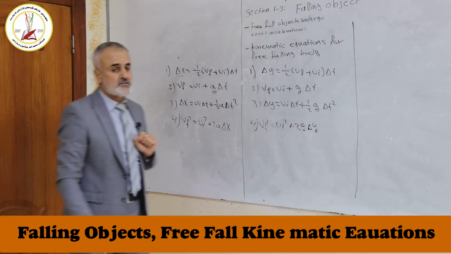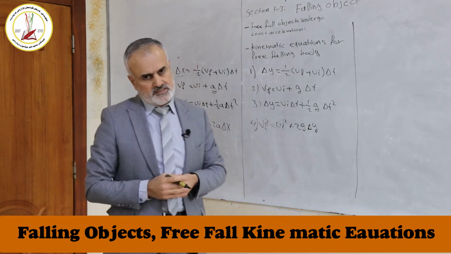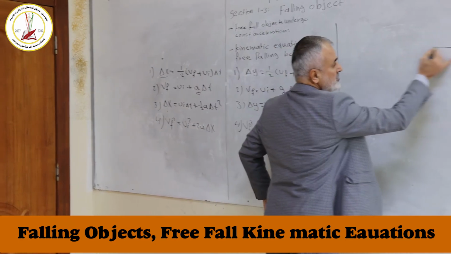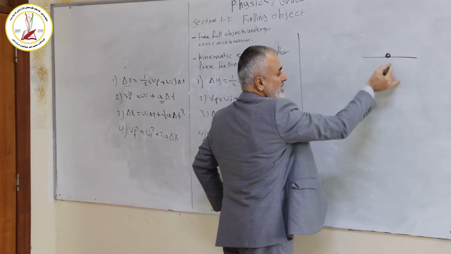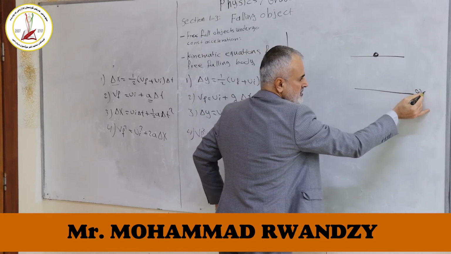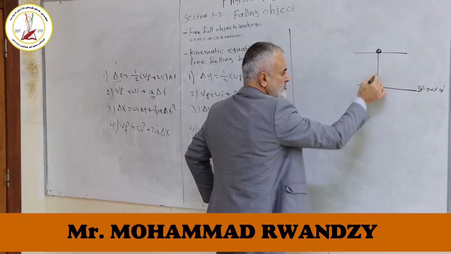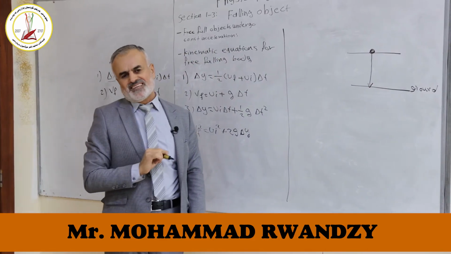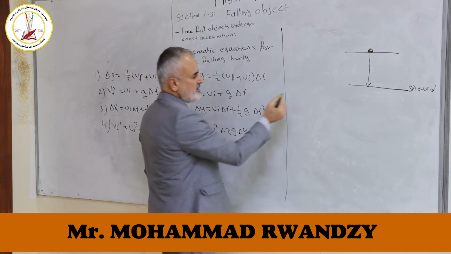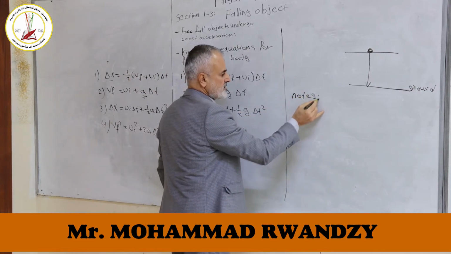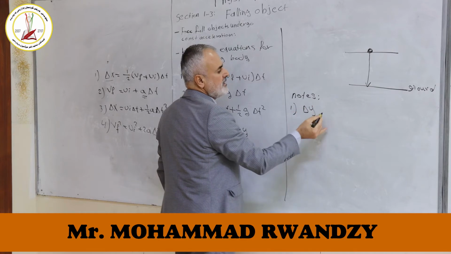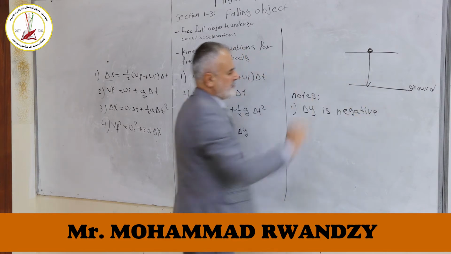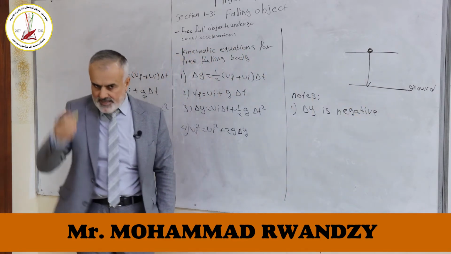Okay. Now, student, let's take some important notes about it. Always, student, because the motion is downward. For example, when you have an object here and the ground here, the object moved down, so delta y is negative. Be careful about these notes, student. First, delta y is negative, always. Be careful. Delta y is negative.